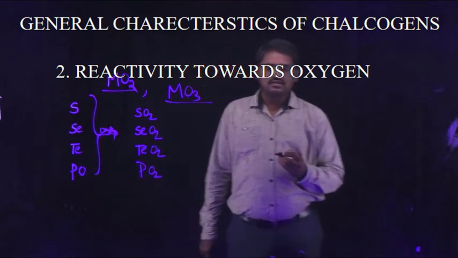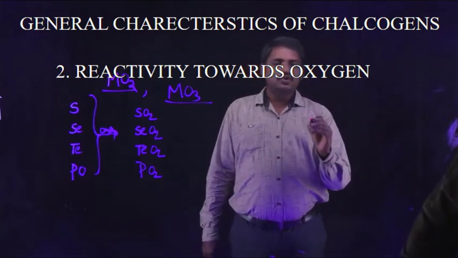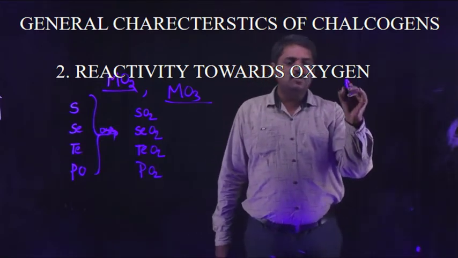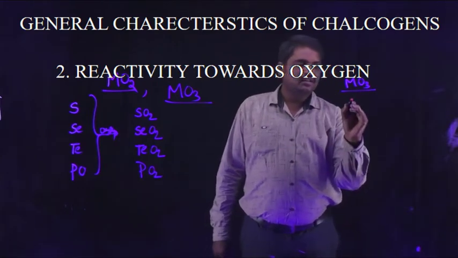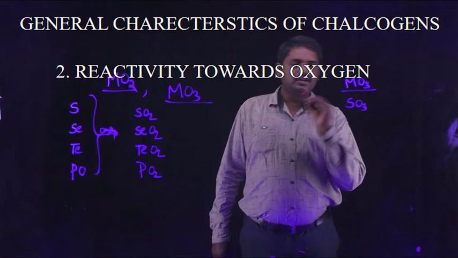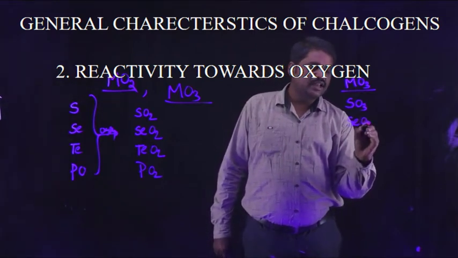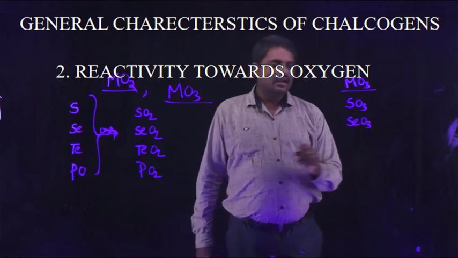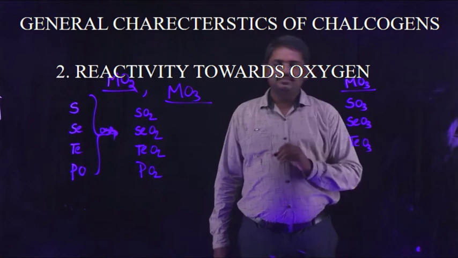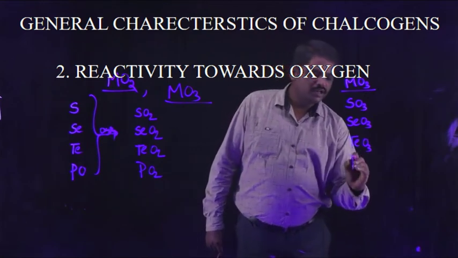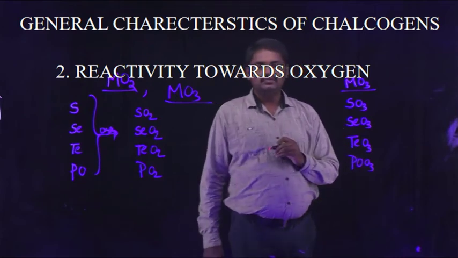And next one, these elements react with oxygen to produce MO3 type of oxides, like SO3 sulfur trioxide, selenium trioxide SeO3, tellurium trioxide TeO3 and polonium trioxide PoO3.